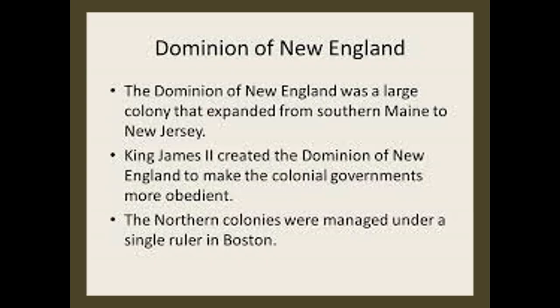So his dominion would become a new royal province, okay? And this dominion would extend from Maine to New Jersey to make the colonial governments more obedient. And it would be managed under a single ruler in Boston. So he nullified the charters of Connecticut and Rhode Island, and he merged them with Massachusetts and Plymouth. He then added New York and New Jersey to create one huge colony, instead of all these different colonies, unique with different personalities.